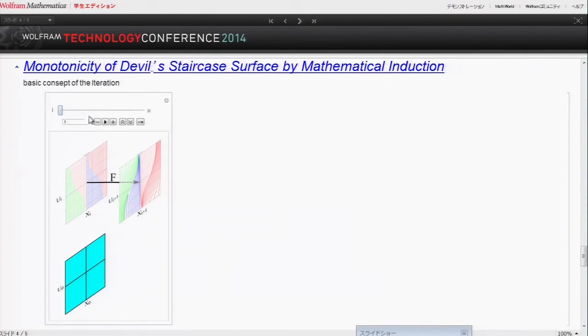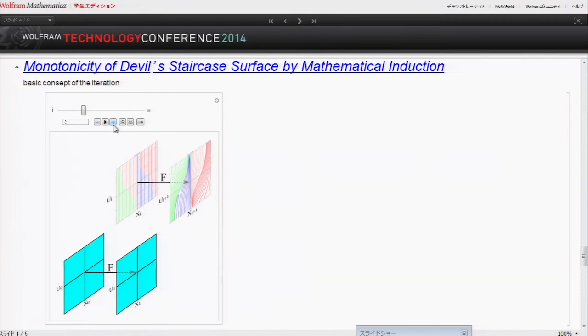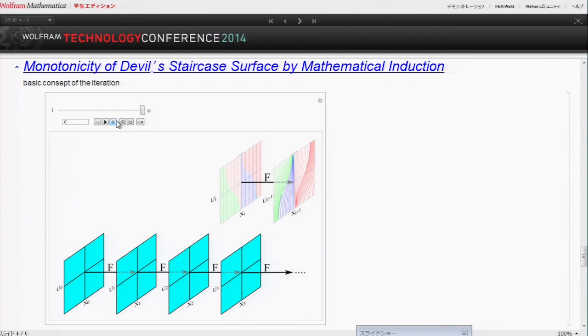This is a basic concept of iteration, so mathematical induction. Firstly, we prepared this one-time map, and we apply this one-time map to this x0 u0 plane, so we can get the next Poincaré surface of section plane, so-called x1 u1 plane. And next, we apply the one-time map to this x1 u1 plane, then we can get the x2 u2 plane, and more and more. We can get the information of arbitrary Poincaré surface of section.